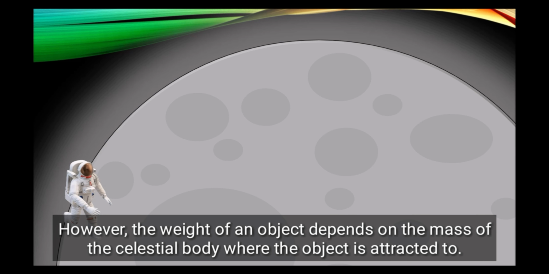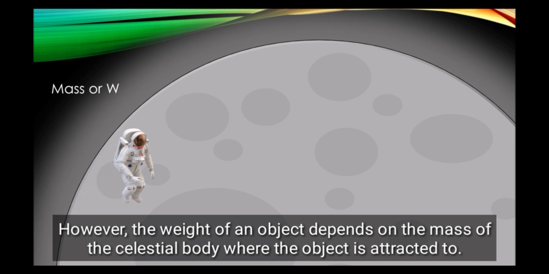However, the weight of an object depends on the mass of the celestial body that the object is attracted to. Meaning, we seem to be lighter when we are on the moon than on the Earth.